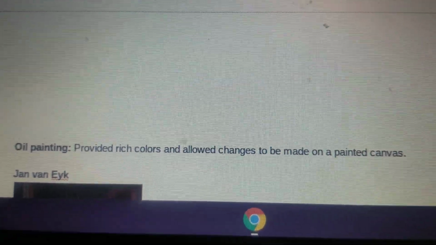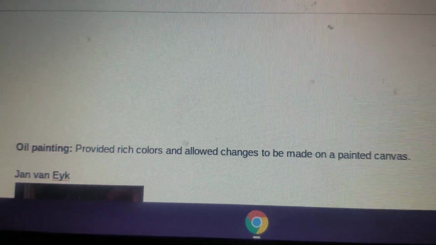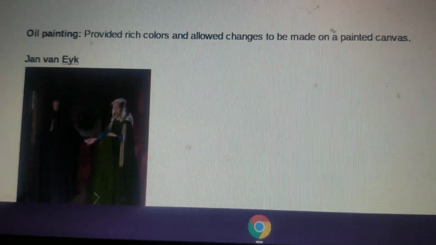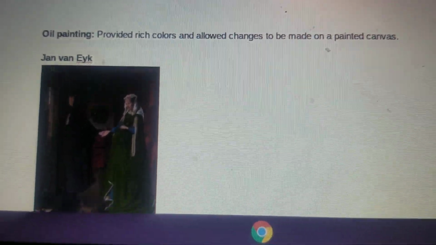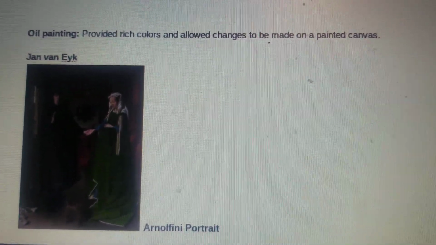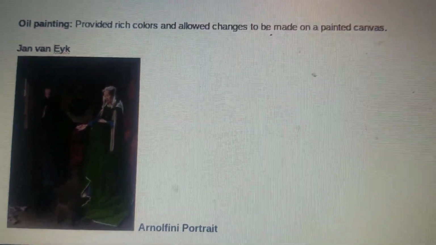Oil paintings provided rich colors and allowed changes to be made on a painted canvas. Jan van Eyck. The easiest way is a really fancy title. I always refer to this as the married couple.